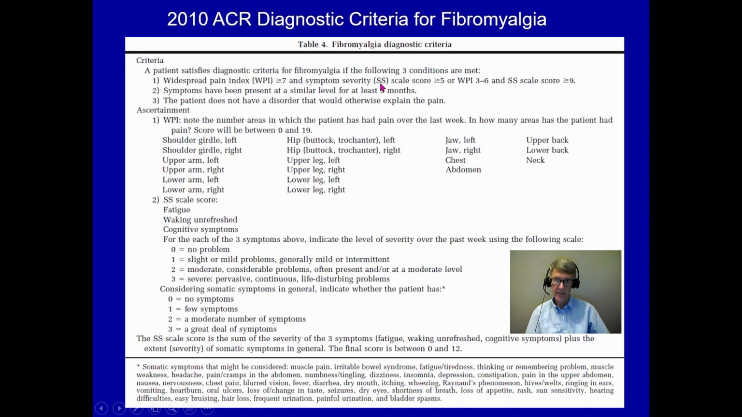Okay, so they're using SS differently. SS here is symptom severity scale, SS here is somatic symptom scale score, and the somatic symptoms are many. And this is just an example.